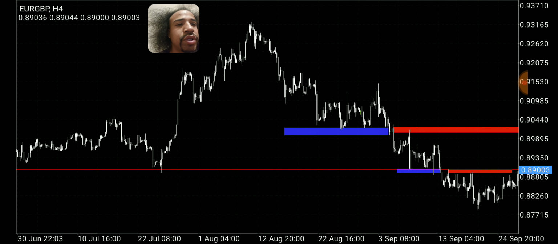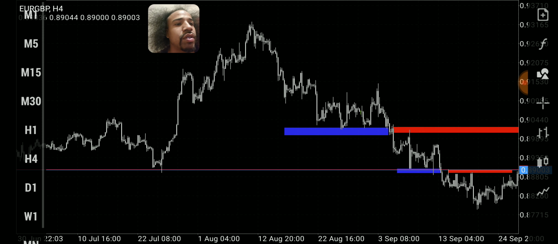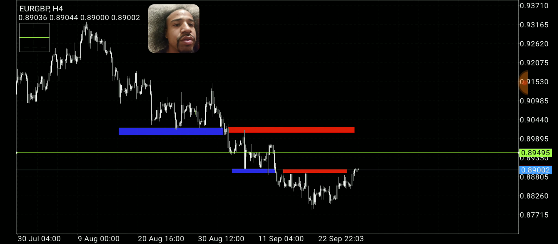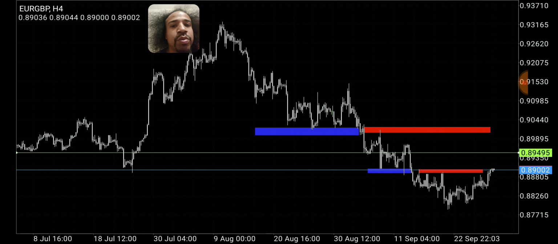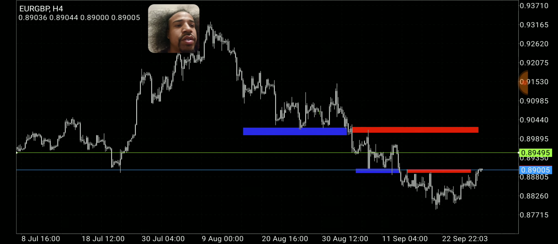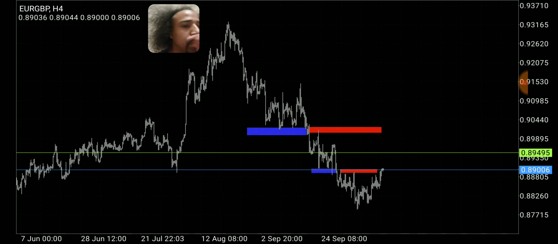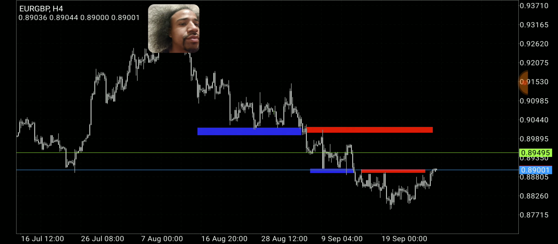But I don't know if there is any significance. I'm going to draw a horizontal line right here. This seems like an important in-between line. Yeah, that's a good one. So curious to see what price does at that level, if it does reach there.